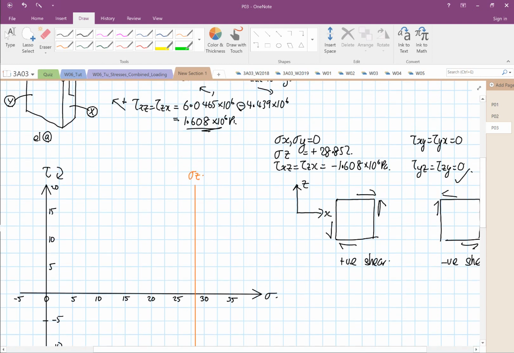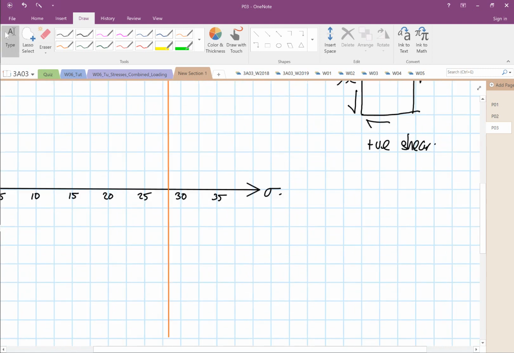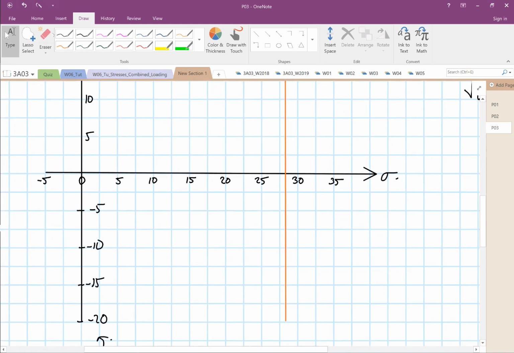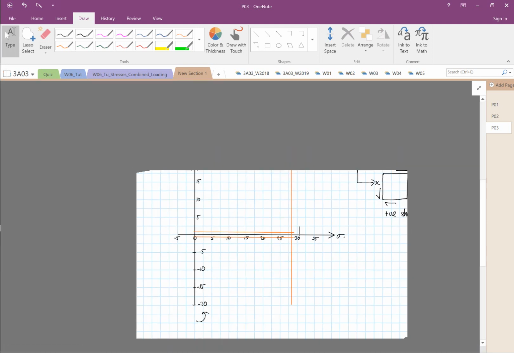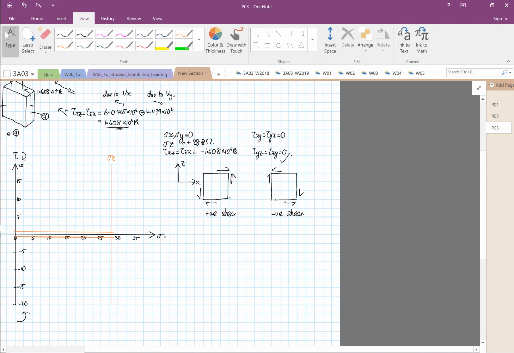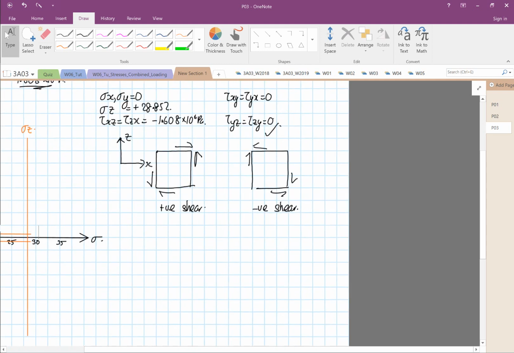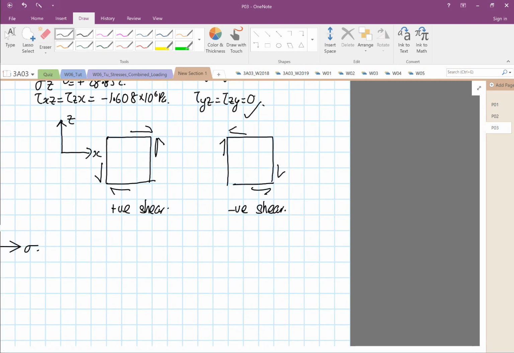And then the shear we get is 1.608. Now, in shear, you have to draw either at the top or at the bottom. The positive and negative for the shear does not mean anything. It depends on the rotation of the elements, which I will elaborate on. So it can be either at the top or at the bottom, depending on the rotation of the element. So we know that it's negative shear.